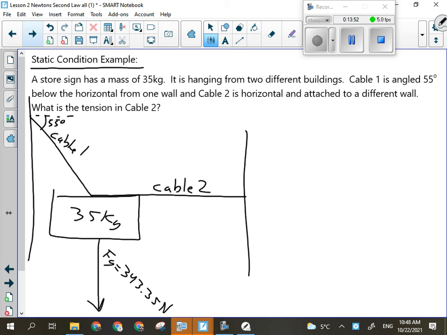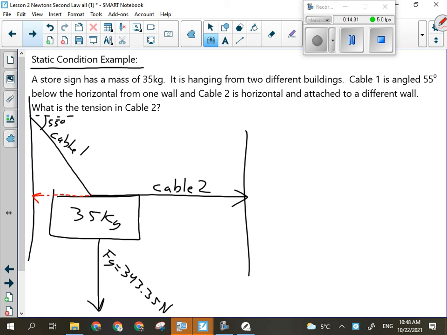Okay. Cable 2 pulls which direction? To the right. Okay? Cable 2 pulls this way, but the sign doesn't move. So that means there must be another force acting directly against it that is equal to it in magnitude. Would you agree? If the sign's not going to move, the only way is if those 2 things are offsetting each other. Something has to be pulling against cable 2 in the opposite direction.